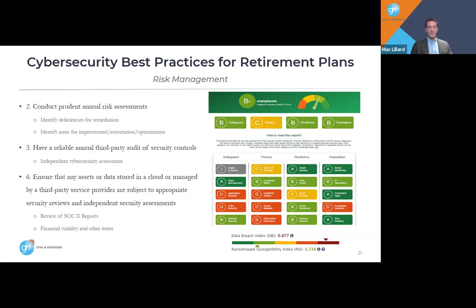And then lastly, on this page is ensuring that any assets or data stored in cloud or managed providers is also subject to security reviews or independent security assessments. So this goes into that third-party risk management practice and reviewing the SOC reports for the audits of service organization controls that are probably performed for your third-party administrator, making sure that there's no glaring deficiencies or issues that might impact your decision as to whether or not you carry on working with them in the future. And again, just making sure that there's no significant risk or liability posed to your data, your information, that of your employees or your clients through that relationship.